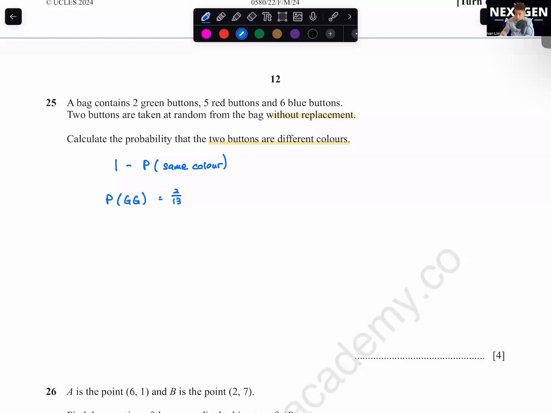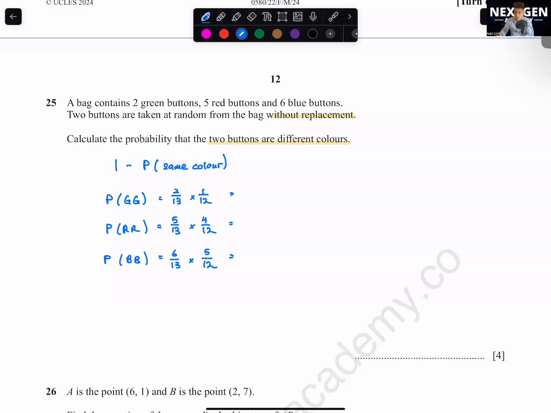2 over 13 times 1 over 12. Okay, because this is without replacement. Without replacement means you take it out of the bag already, no more. So this part and this part here will also minus 1. Next one, red, red. Red, red will be 5 over 13 times 4 over 12. Third one, blue, blue. Blue, blue will be 6 over 13 times 5 over 12.